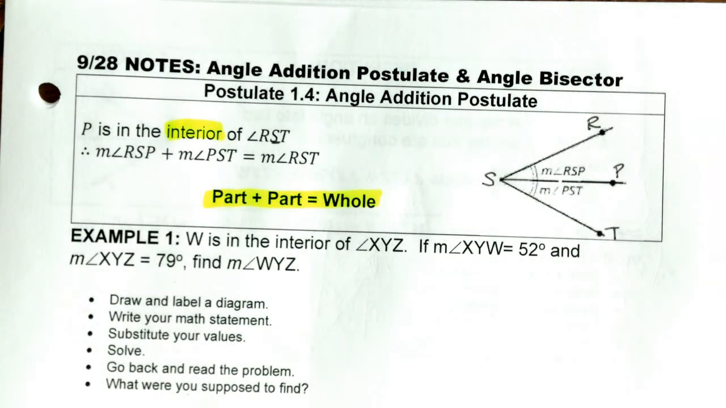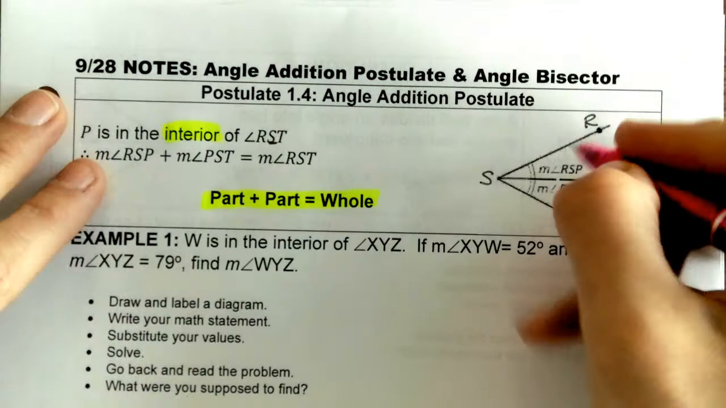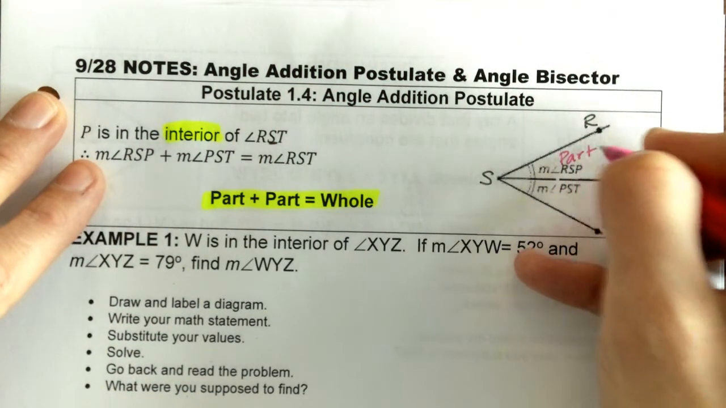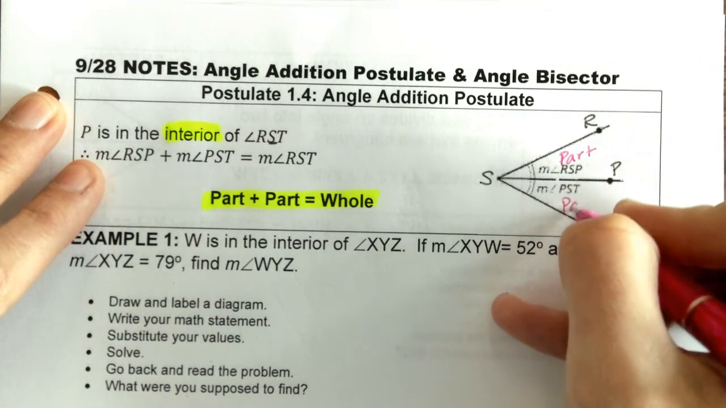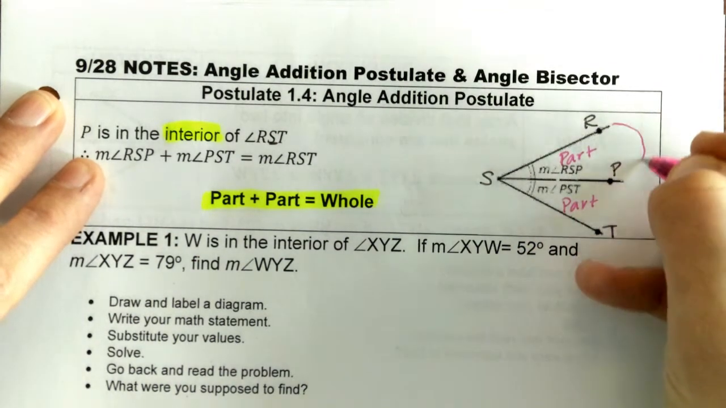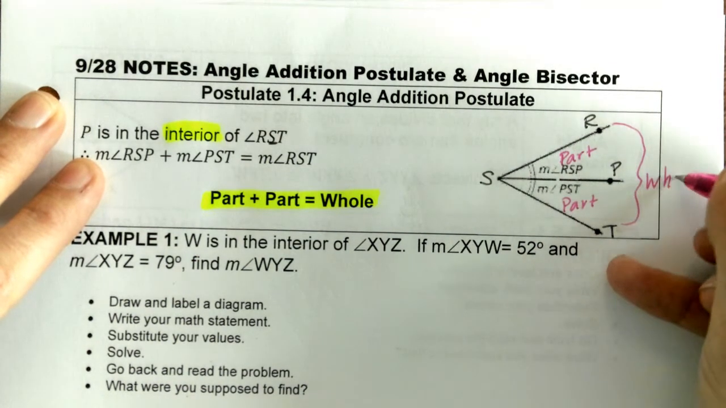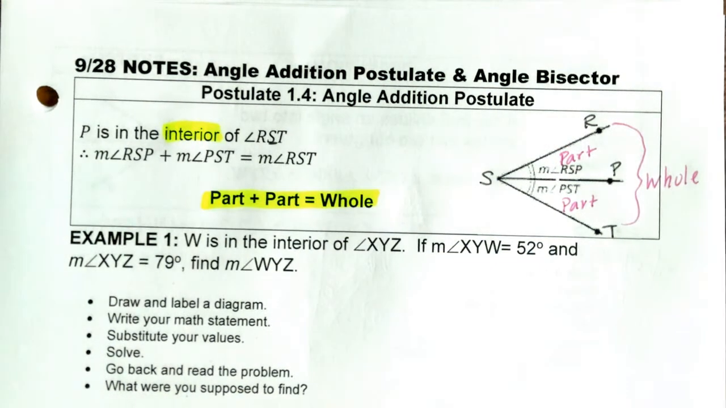Usually I do P plus P equals W, but because we already have a point P here, we're going to go ahead and make sure we remember this is one part, this is your other part, and then we have the whole entire big super duper angle there.